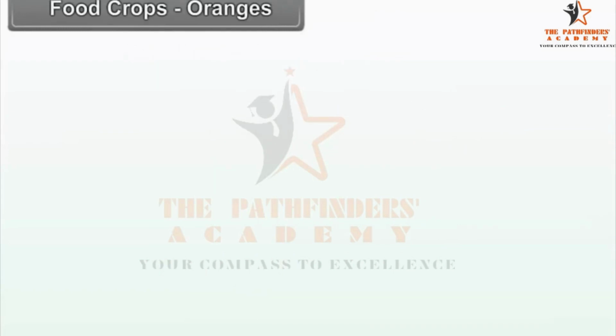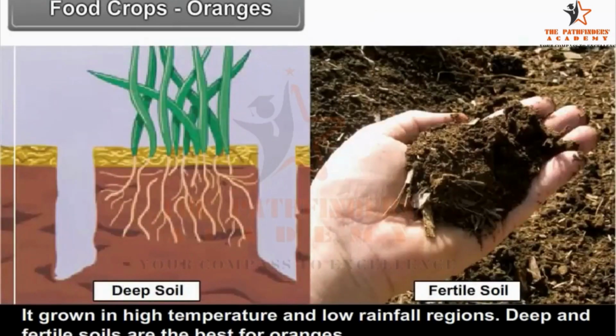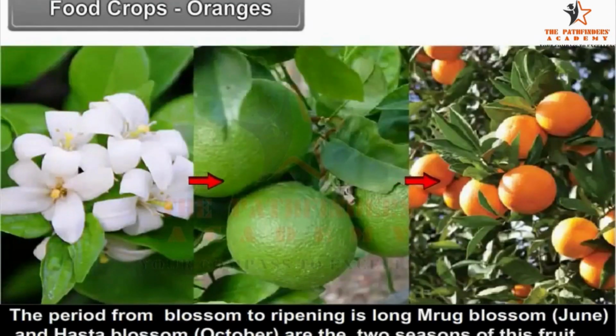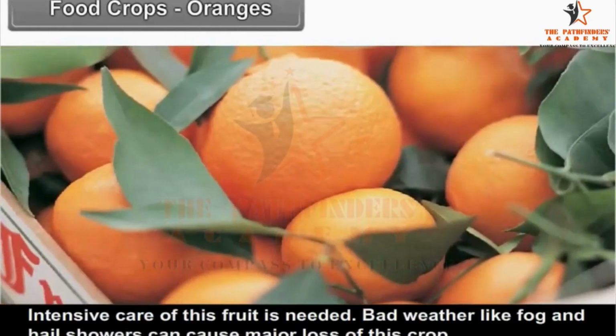Oranges. It grows in high temperature and low rainfall regions. Deep and fertile soils are the best for oranges. The period from blossom to ripening is long. Mrug blossom, that is June, and Hasta blossom, that is October, are the two seasons of this fruit. Intensive care for this fruit is needed.